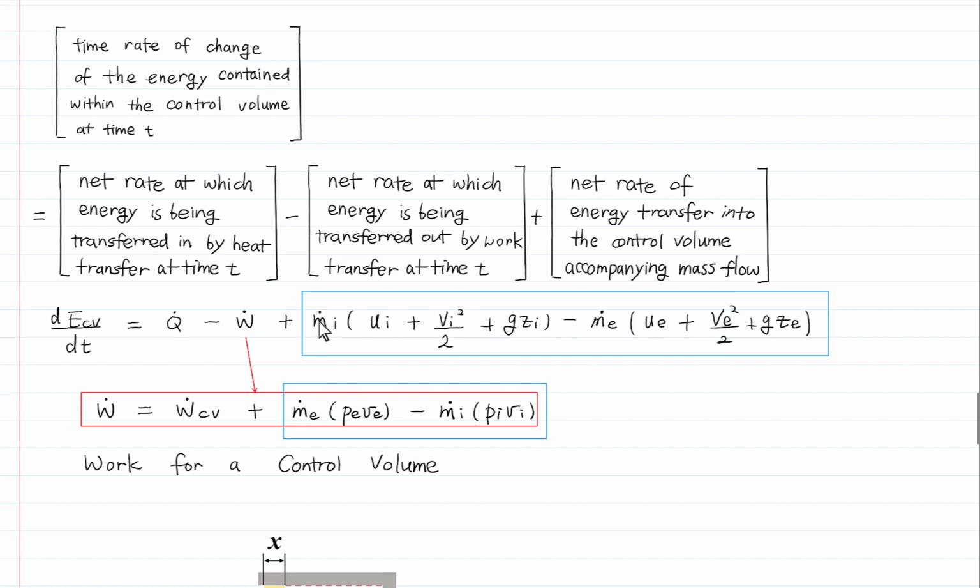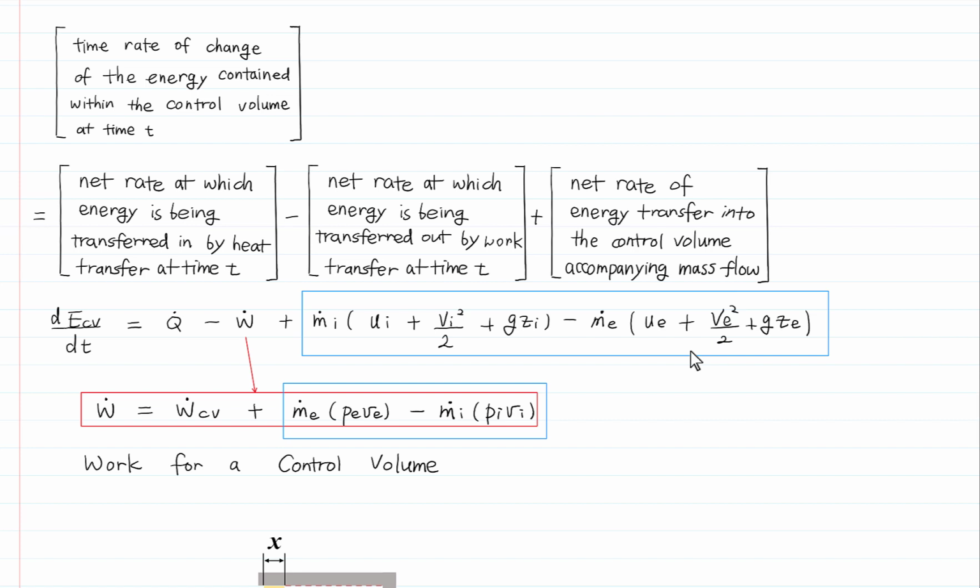M dot is the mass flow rate at the inlet and mass flow rate at the exit. V is the velocity, Z is the elevation of the system. So these relations indicate the rate of energy transfer into the control volume accompanying mass flow. This part indicates the rate of energy transfer out of the control volume accompanying mass flow. And the second part of the energy carried by mass is called flow work.